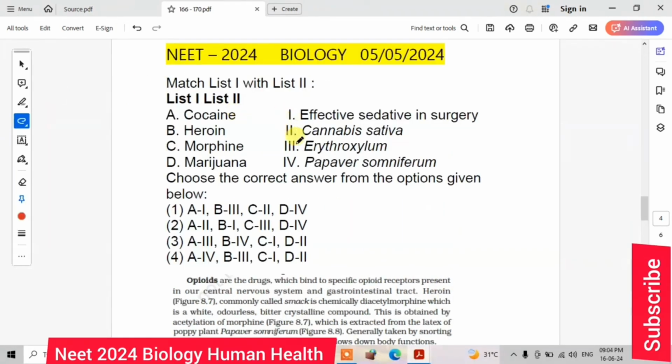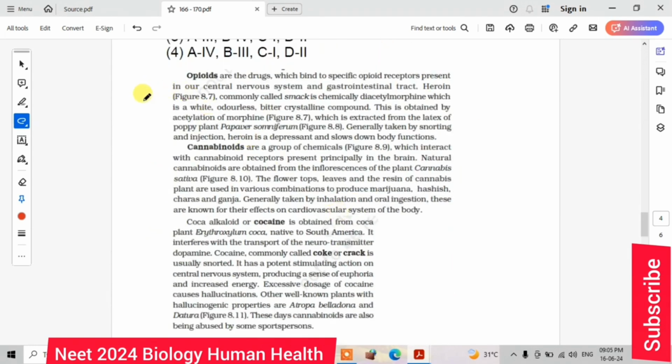Cocaine. It is 3, Erythroxylum. Next, heroin. Heroin is 4, Papaver somniferum. Next, morphine. It is 1, an effective sedative in surgery. Next, D, marijuana. It is 2, Cannabis sativa. So the option is 3, 4, 1, 2. You can see the NCERT topics here regarding opioids, cannabinoids and cocaine from the chapter Human Health.